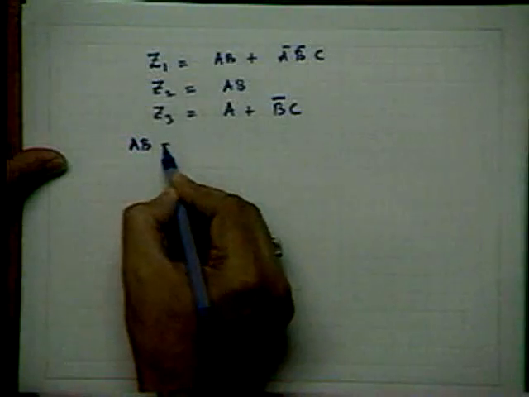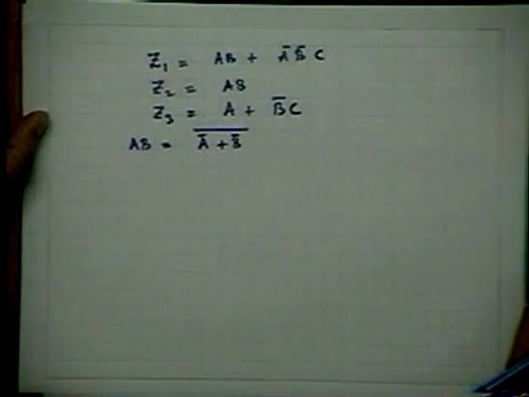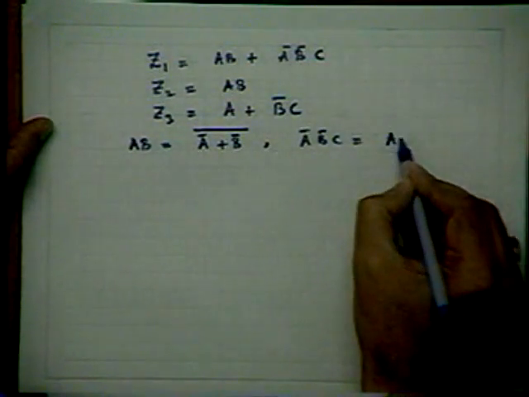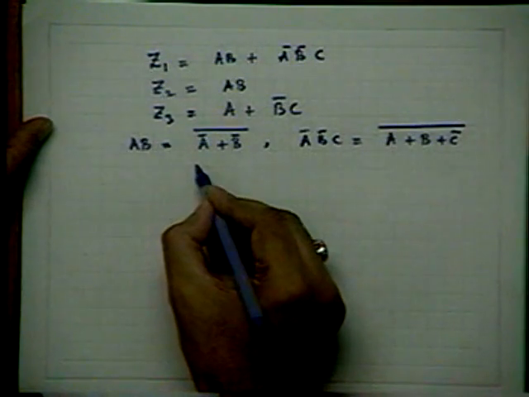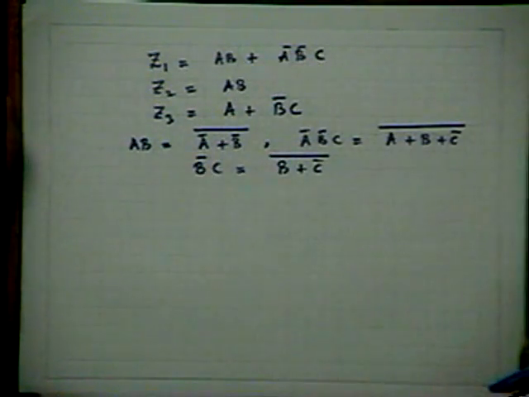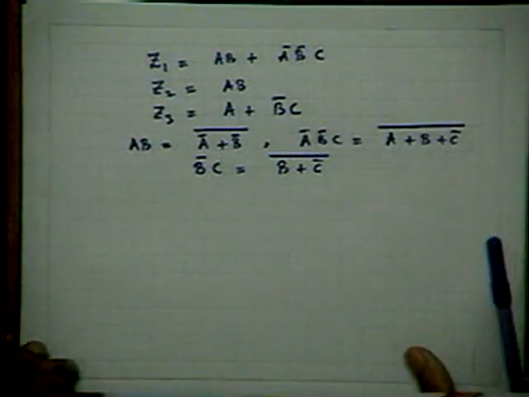That is very important. So I express AB as a NOR gate of A bar, B bar. Similarly, A bar B bar C as A plus B plus C bar, and the other term B bar C is equal to B plus C bar. These are all NOR gates which can be easily configured in MOS technology. So MOS is naturally NOR type, not NAND type. You remember TTL is naturally NAND type, whereas MOS, ECL, etc., are naturally NOR type. Please remember this.